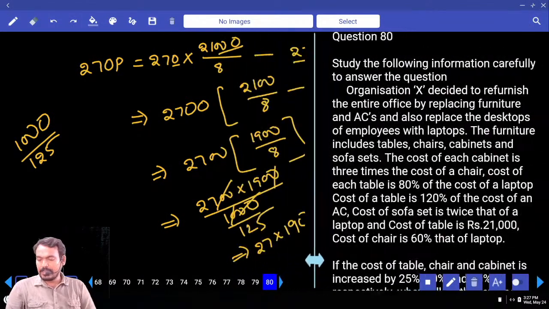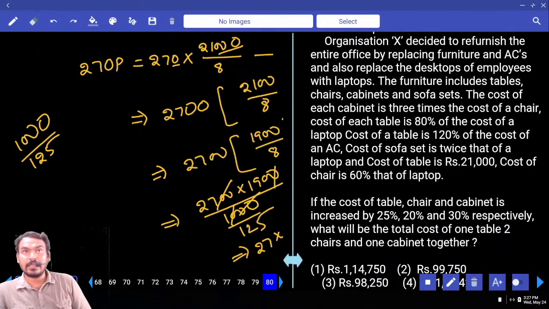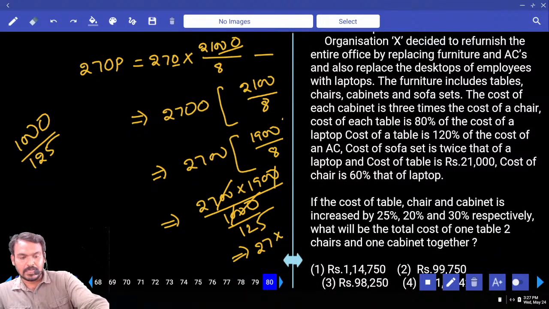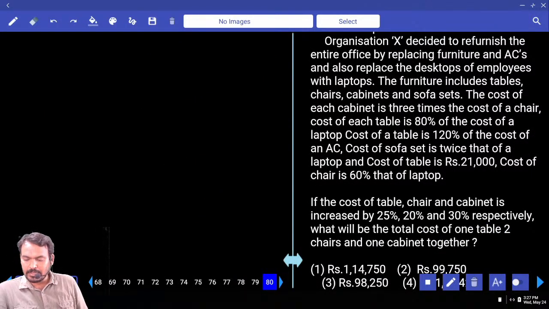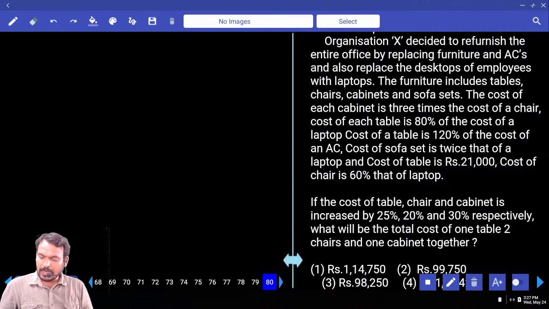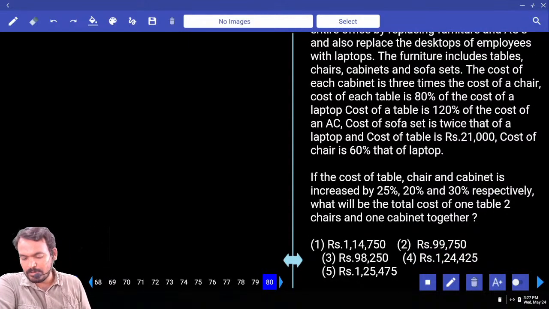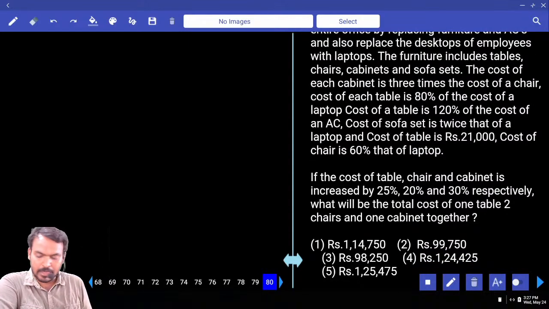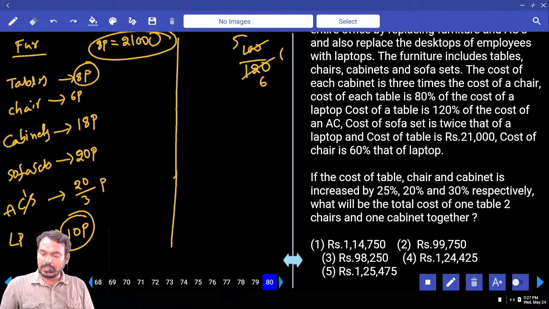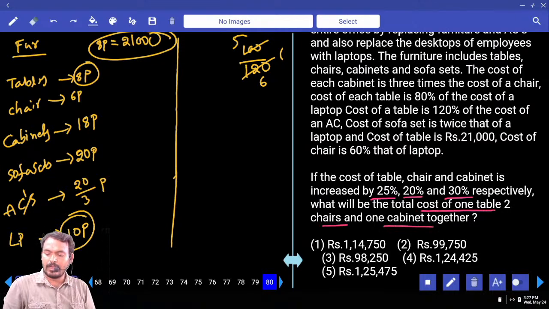If the cost of a table, chair and cabinet is increased by 25% and 20% and 30% respectively, what will be the total cost of one table, two chairs and one cabinet together? Table cost is increased by how much? 25%. Chair cost 20%. Cabinet cost 30% are increased. But we required cost of one table, two chairs and one cabinet.